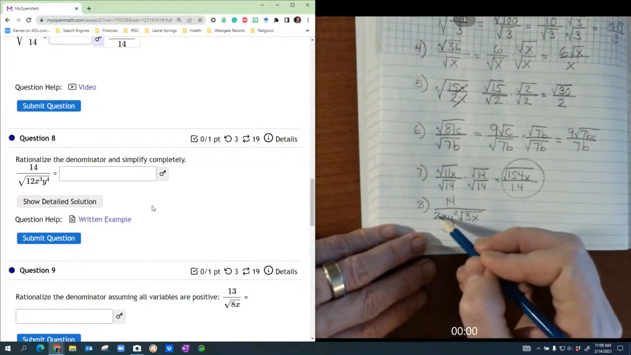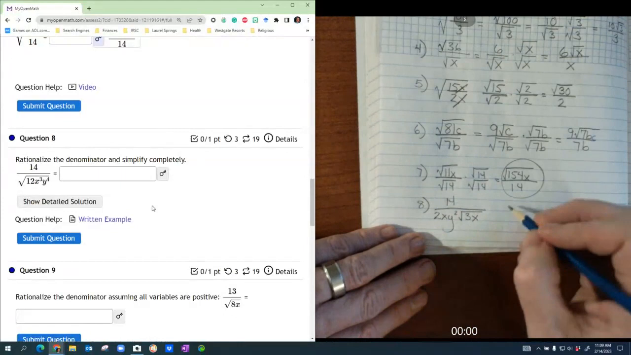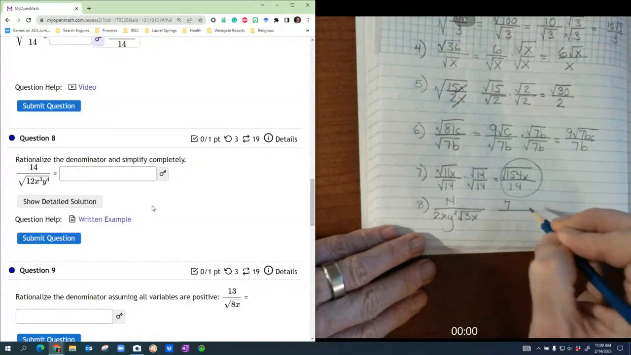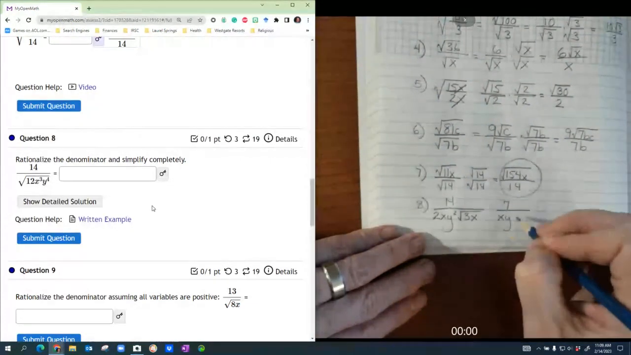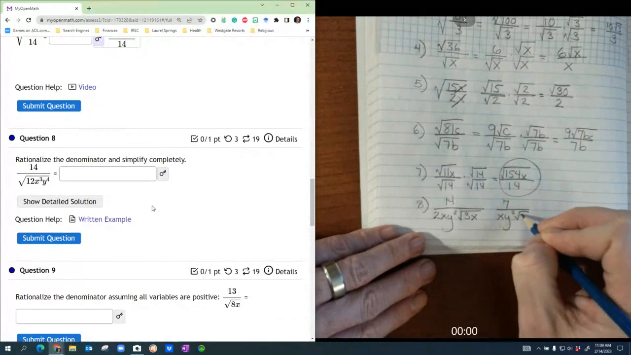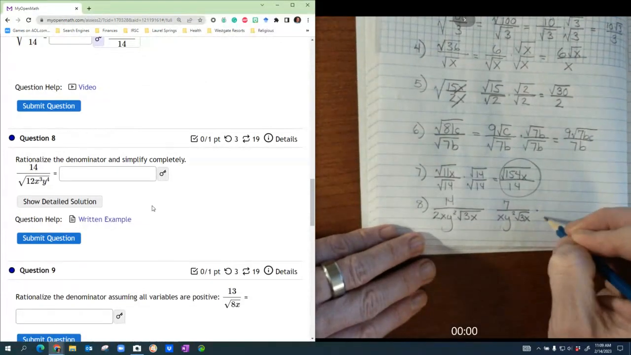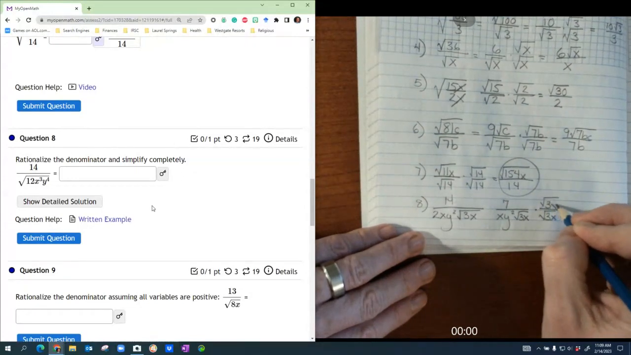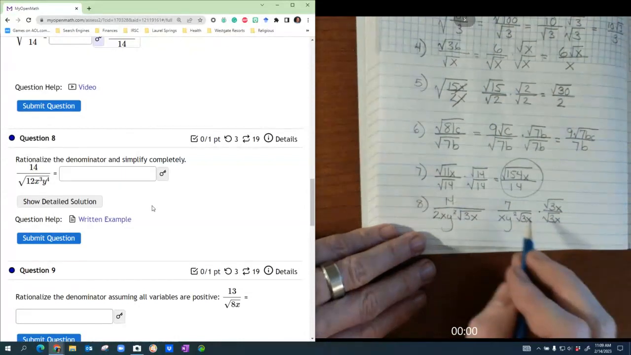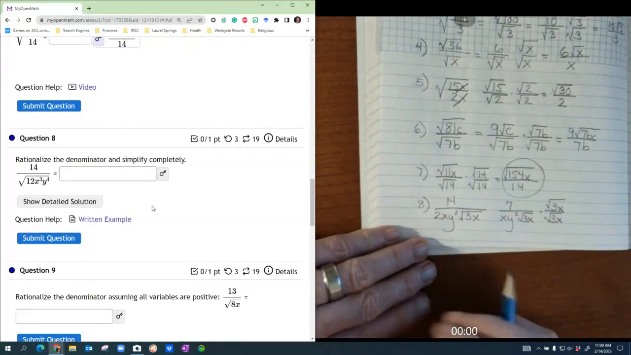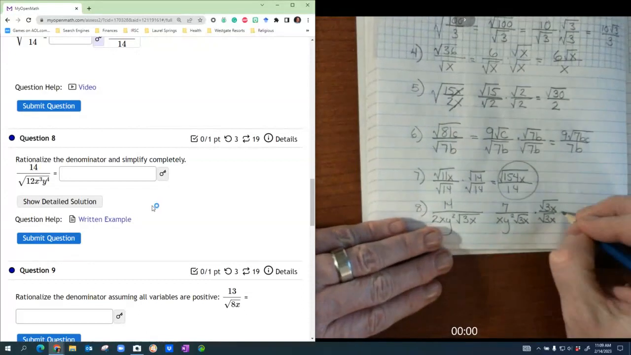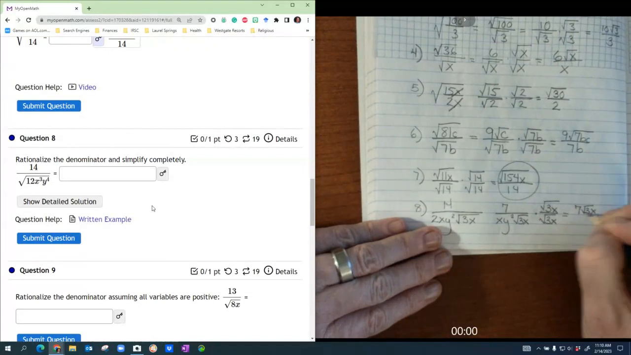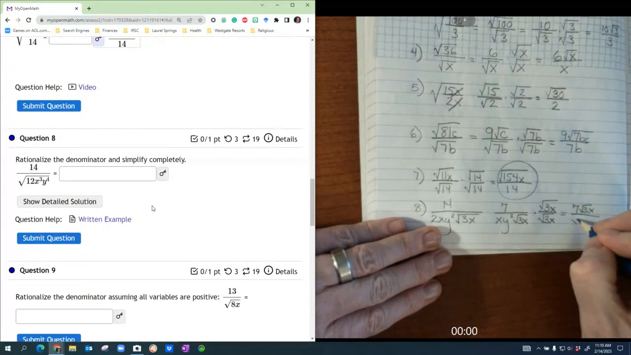Now I look at this, and I can see that this 2 goes into 14, right? 2 goes into 14 7 times. And then I'm going to multiply both top and bottom by radical 3x. So I broke it down before seeing what value I need to multiply both top and bottom by in order to simplify. Alright, so I'm going to get 7 radical 3x all over x.